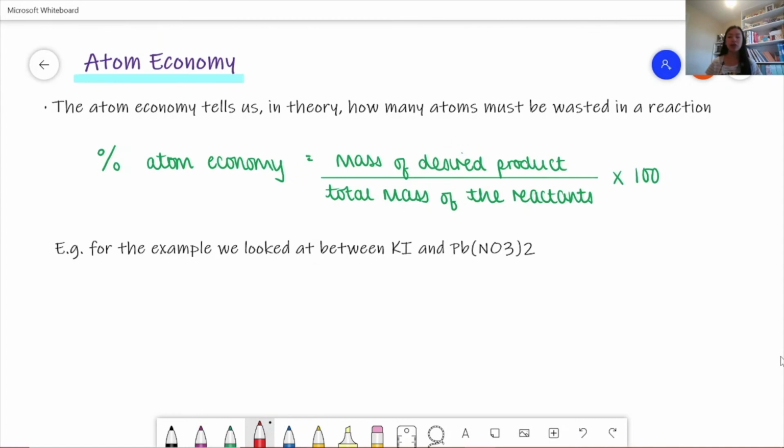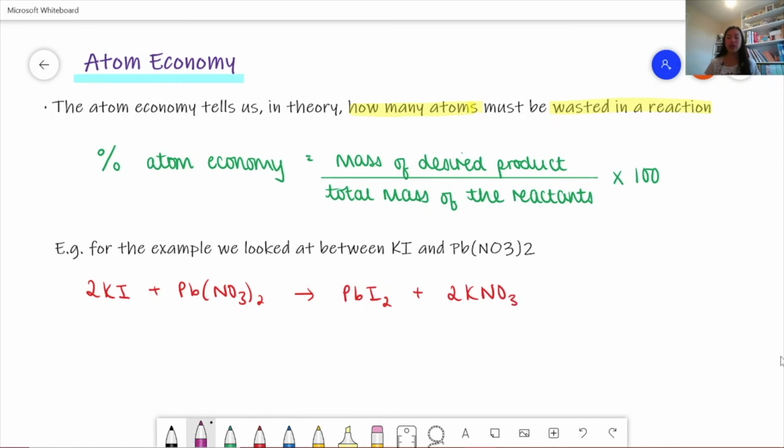Now we're going to go on to atom economy. So the atom economy tells us, in theory, how many atoms must be wasted in a reaction. So the way we work this out is dividing the mass of the desired product by the total mass of the reactants. And so, for example, we're going to look back to our example when we worked out the percentage yield of the reaction between potassium iodide and lead nitrate. So our equation was that 2 moles of potassium iodide reacted with 1 mole of lead nitrate to form 1 mole of lead iodide and 2 moles of potassium nitrate.